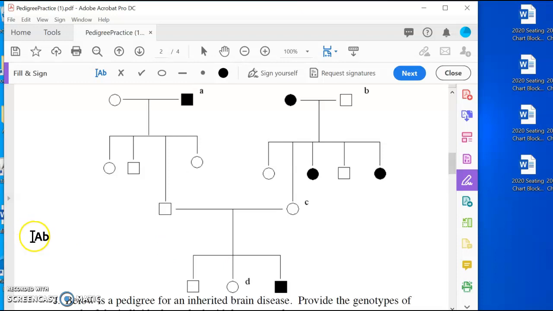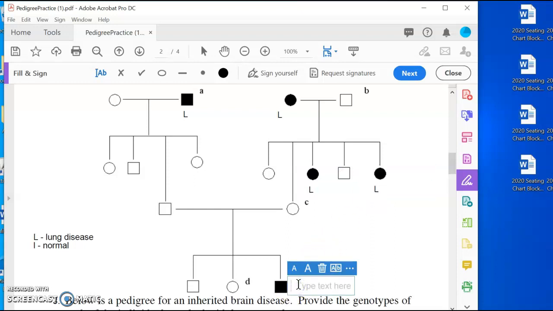So if it's dominant, we can pick a letter. Let's do big L's for lung disease. So big L is lung disease, and little l is normal. So that means that anybody who is colored in, right away if they're colored in, they must have at least one big L. We know that because they have the lung disease.